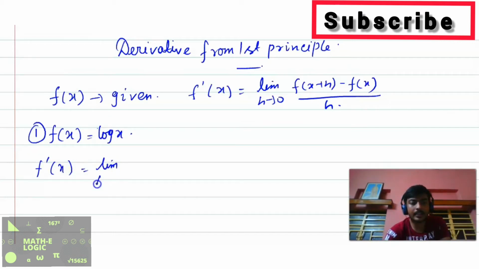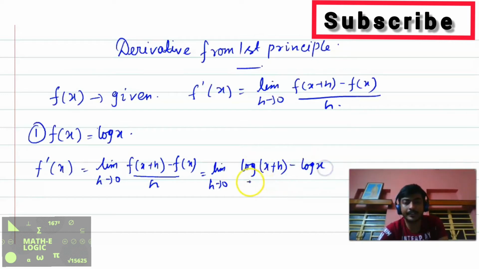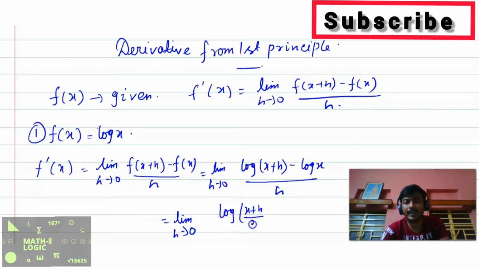That means limit h tends to 0, f(x plus h) minus f(x) divided by h. So we get limit h tends to 0, f(x plus h), that means log(x plus h) minus log x, divided by h, right? So we know the formula of logarithm, log a minus log b equals log a by b. So we get log((x plus h) by x) divided by h.